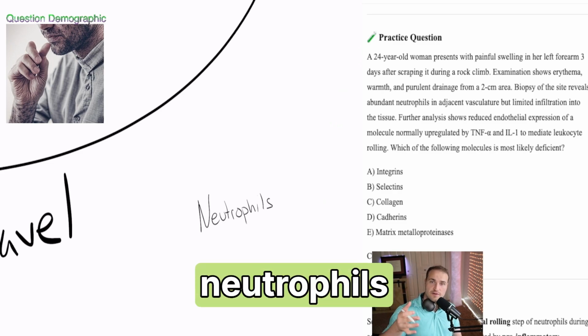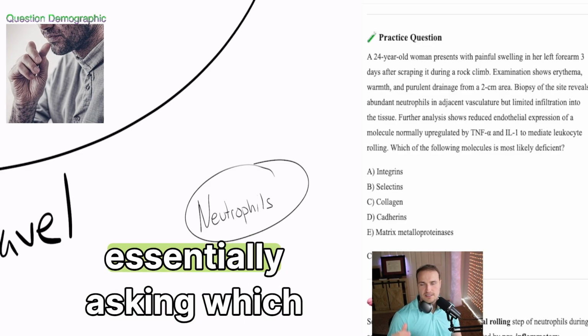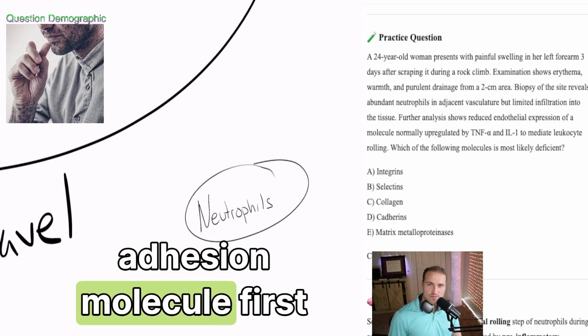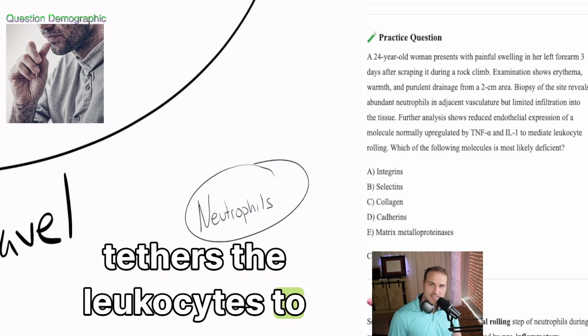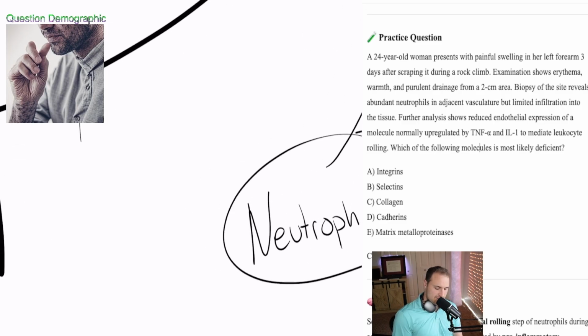So basically, our neutrophils and our leukocytes leave the bloodstream. They have to enter the tissue. And this question is essentially asking which adhesion molecule first tethers the leukocytes to the endothelium. So we have to know the leukocyte extravasation sequence. It's super, super testable. I've drawn this a couple times, but first is margination and rolling. And there we have the selectins.